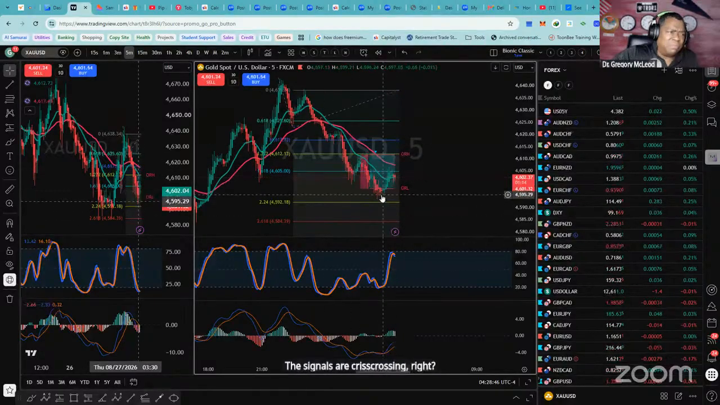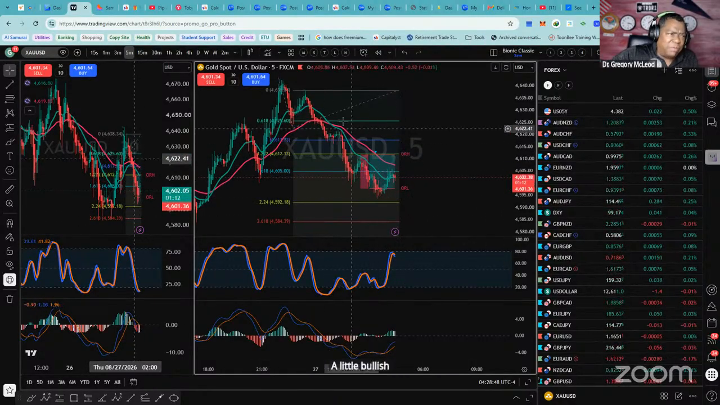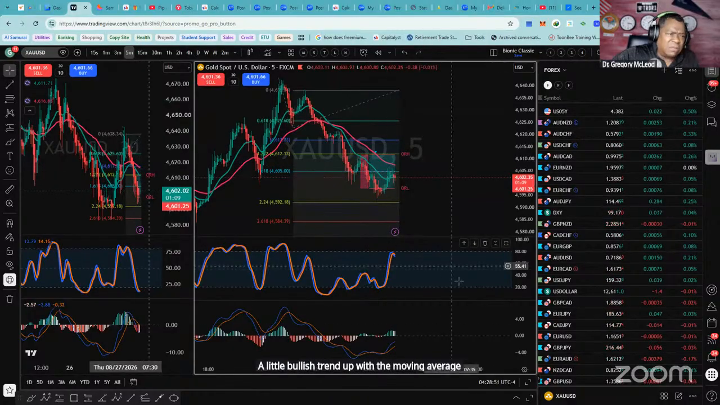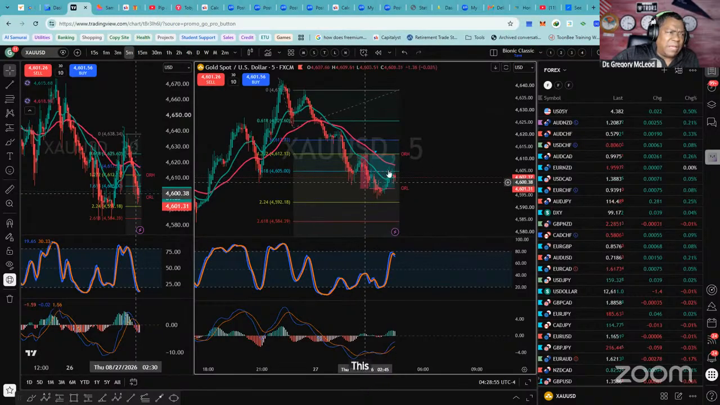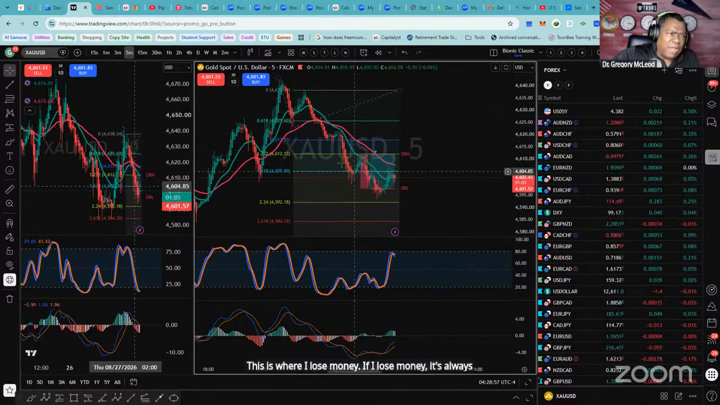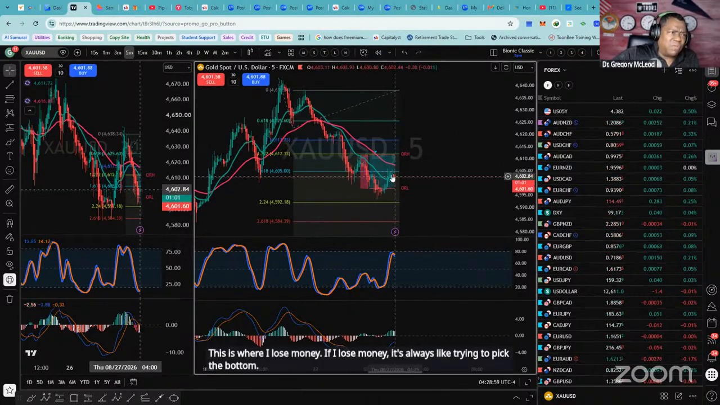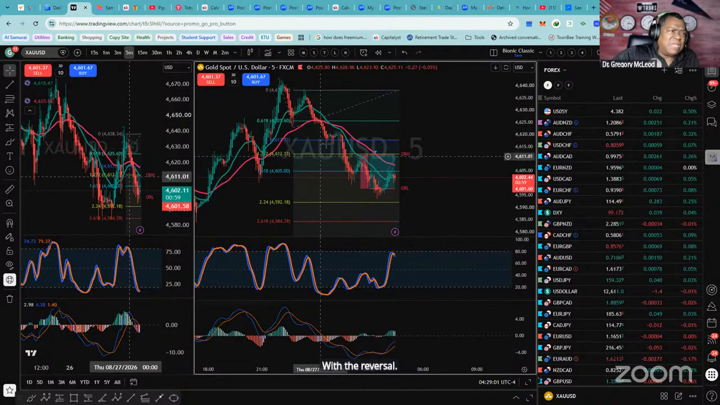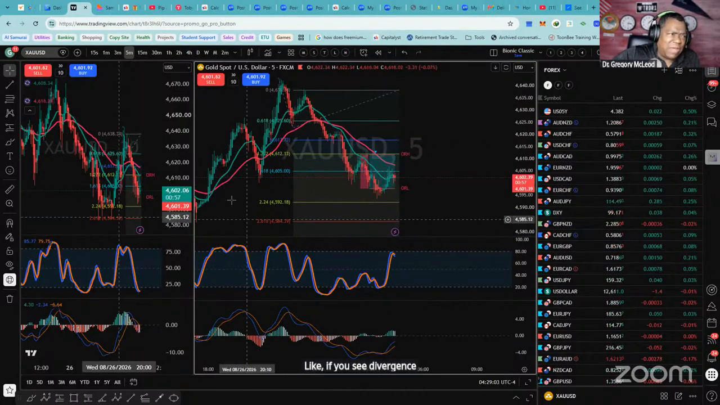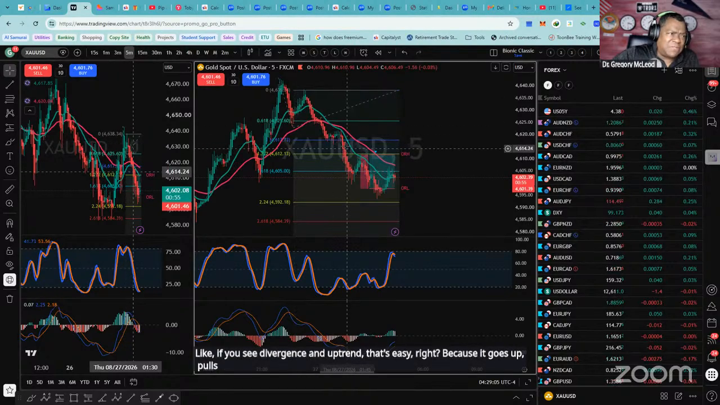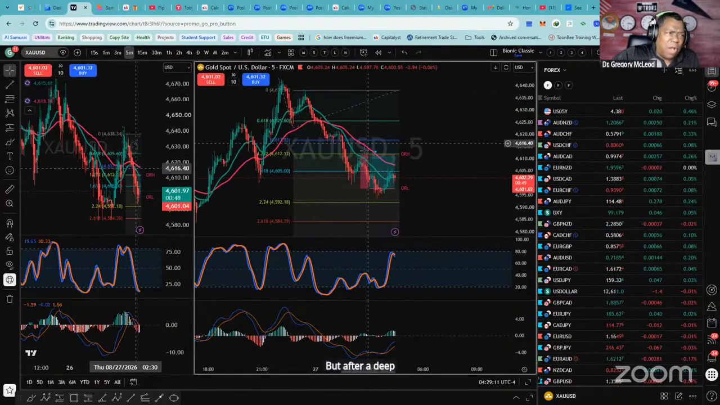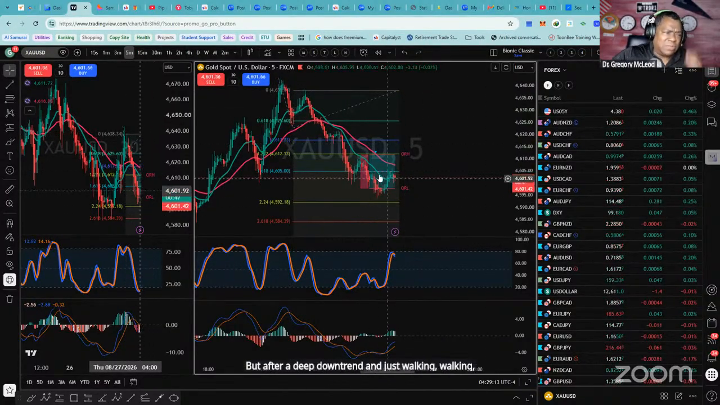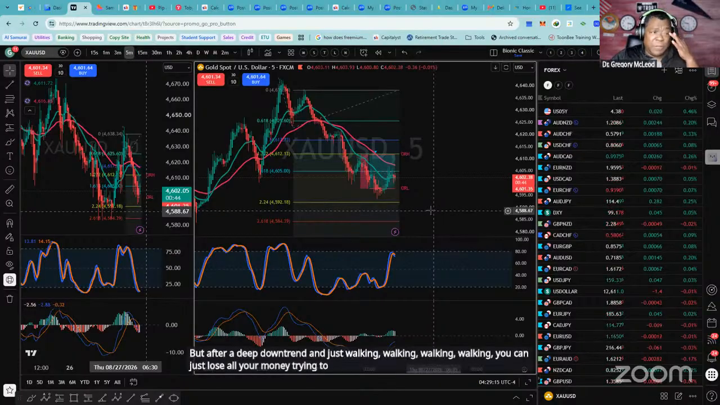Got bearish and a little bullish trend up with the moving averages moving down. This is where I lose money. If I lose money, it's always trying to pick the bottom with a reversal. If you see divergence in an uptrend, that's easy, right? Because it goes up, pulls back, ABC, and then you get divergence, and then it's an uptrend. But after a deep downtrend and it's just walking, you can just lose all your money trying to.